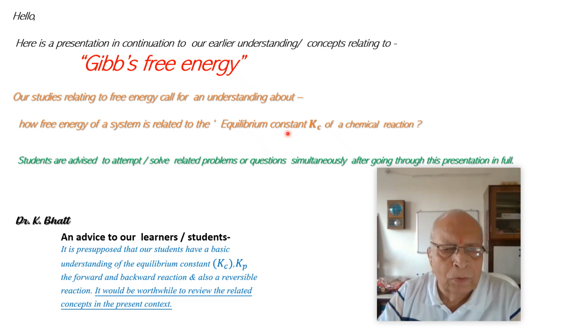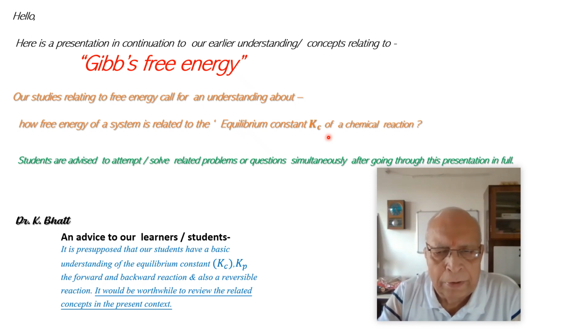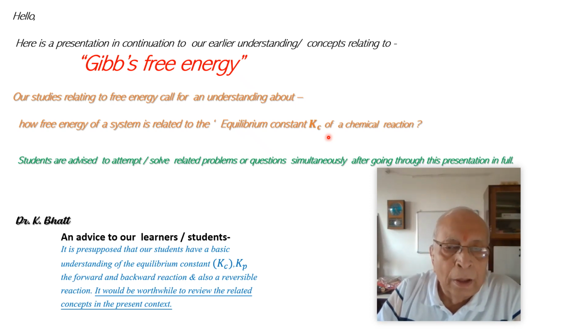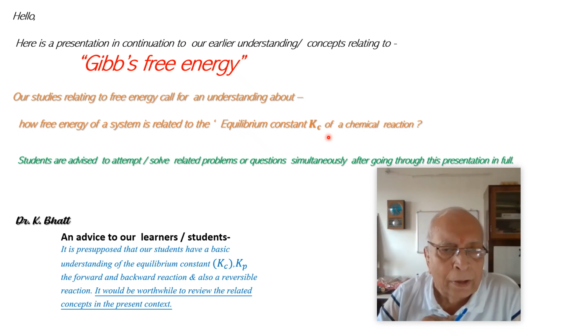And since equilibrium constant is being talked about and the thermodynamic relations have been discussed, we advise our viewers and also students and learners that the basic terms about equilibrium constant be reviewed again before solving the questions related to delta G. The basic terms are the forward reaction, the backward reaction, the reversible reaction, also the equilibrium constant with respect to concentration Kc and with respect to pressure Kp.